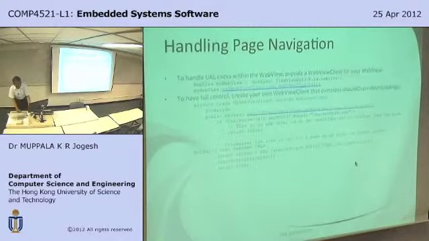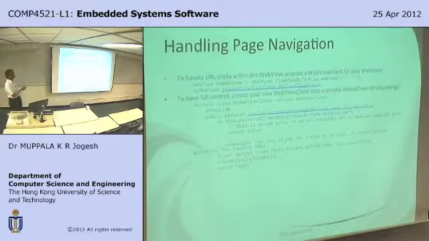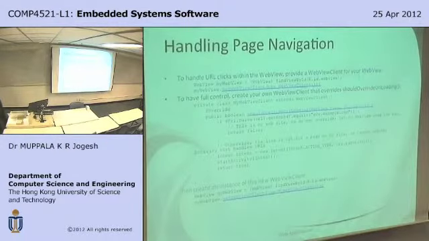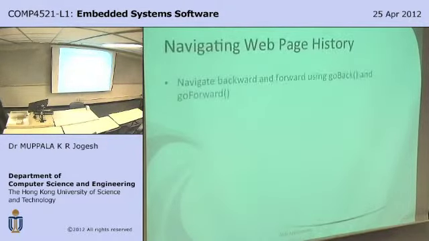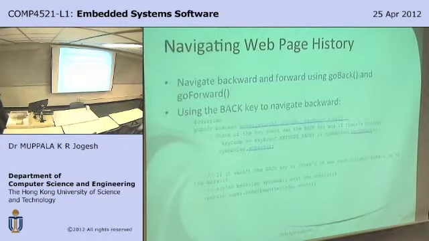If you want to have full control, you can create your own WebView client, and this should override URL loading, and you declare this thing. And this way, you have complete control. So even if the user clicks on links, those links will also be loaded into the same web view. So these features are very, very useful for page navigation. Now, navigating backwards and forwards is enabled by using go back and go forward functions of your web view.